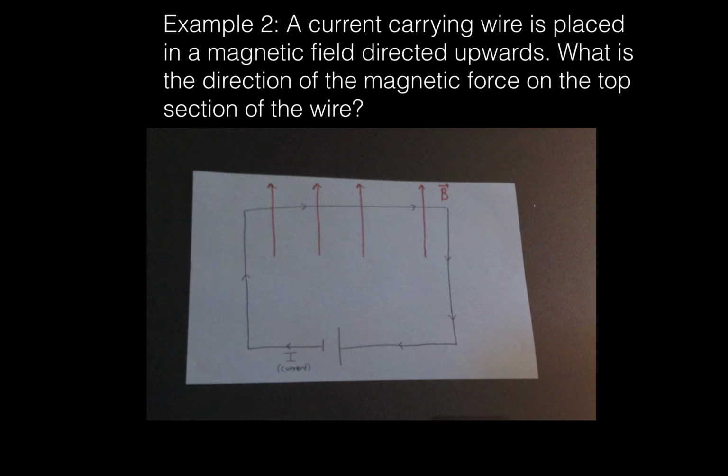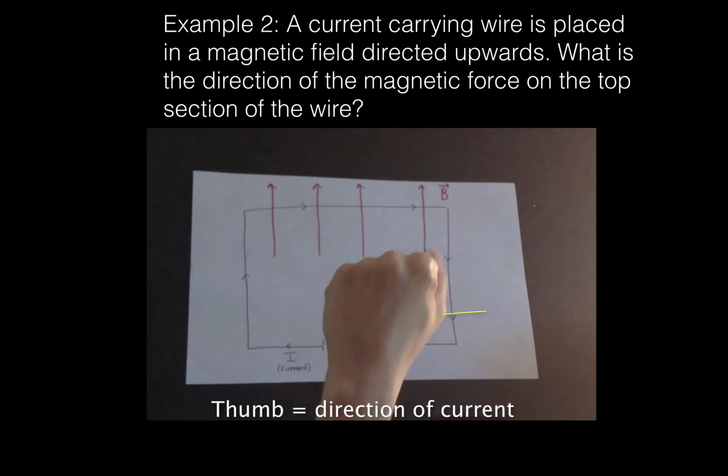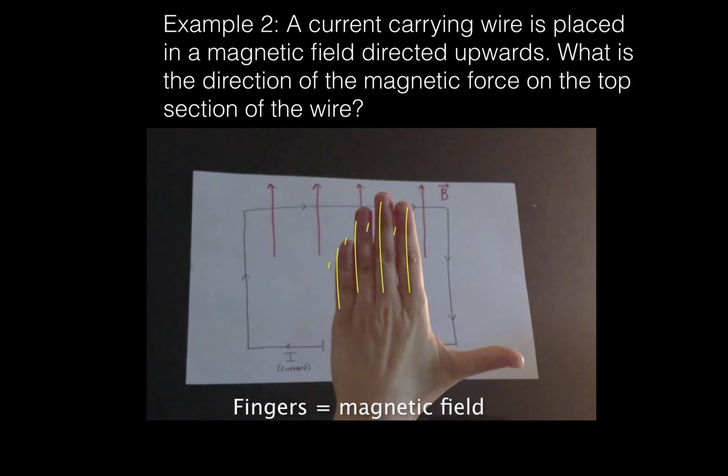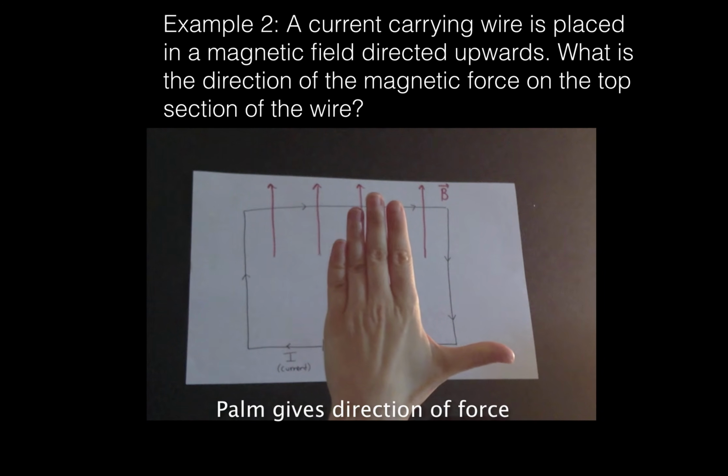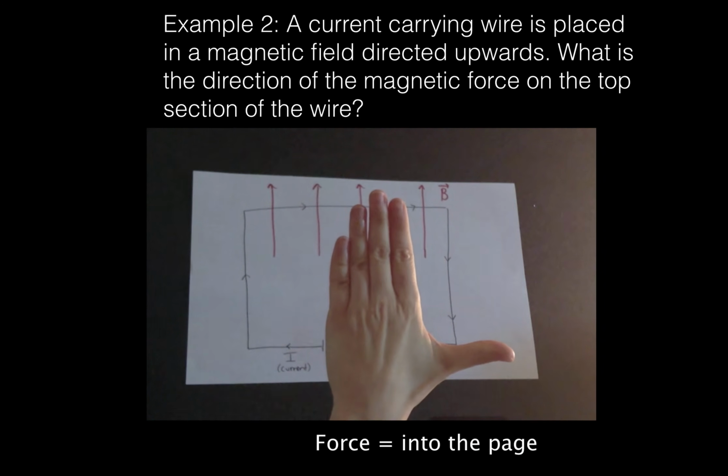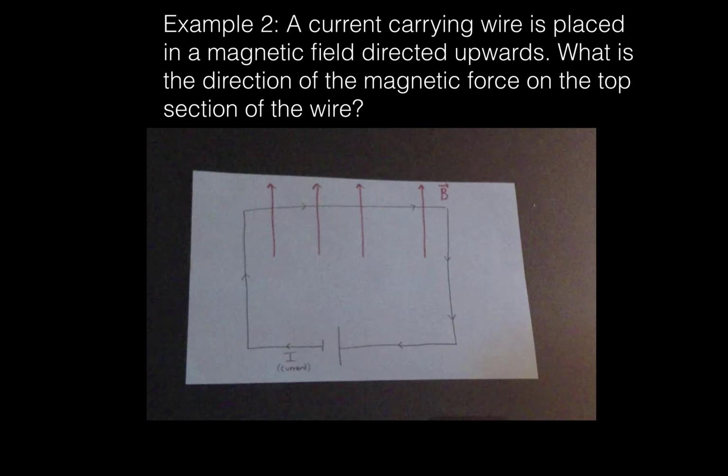Since we're working with electron flow, we want to use our left hand for the third hand rule. So we point our thumb in the direction of the current and our fingers in the direction of the magnetic field. Our palm points into the page, which gives us the direction of the force.